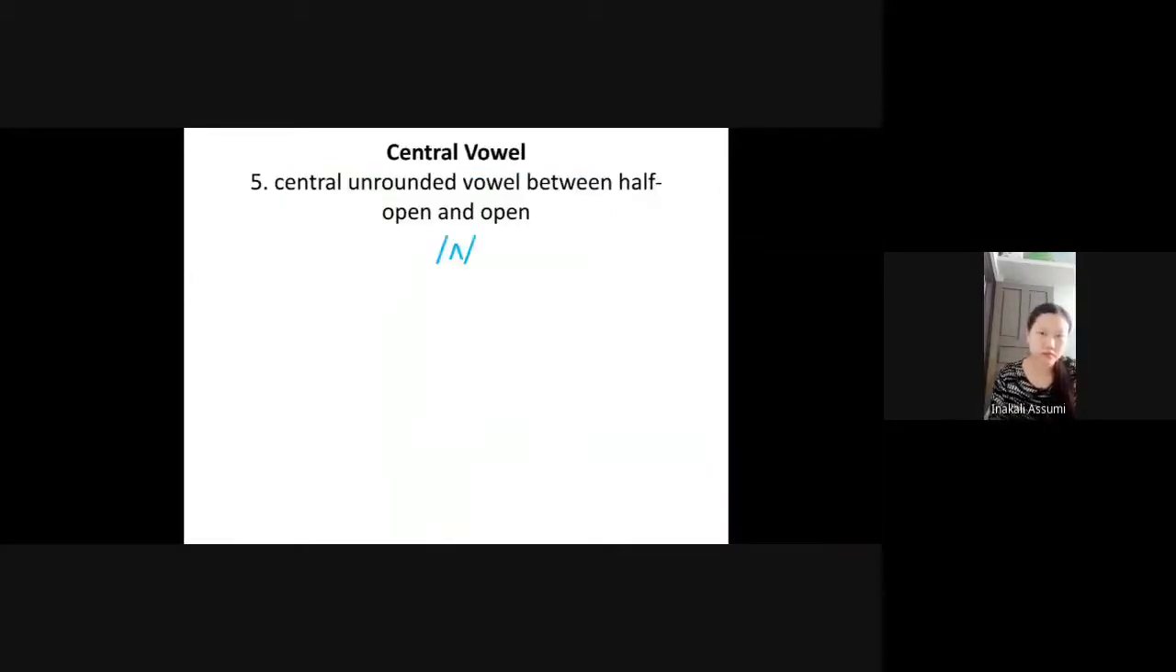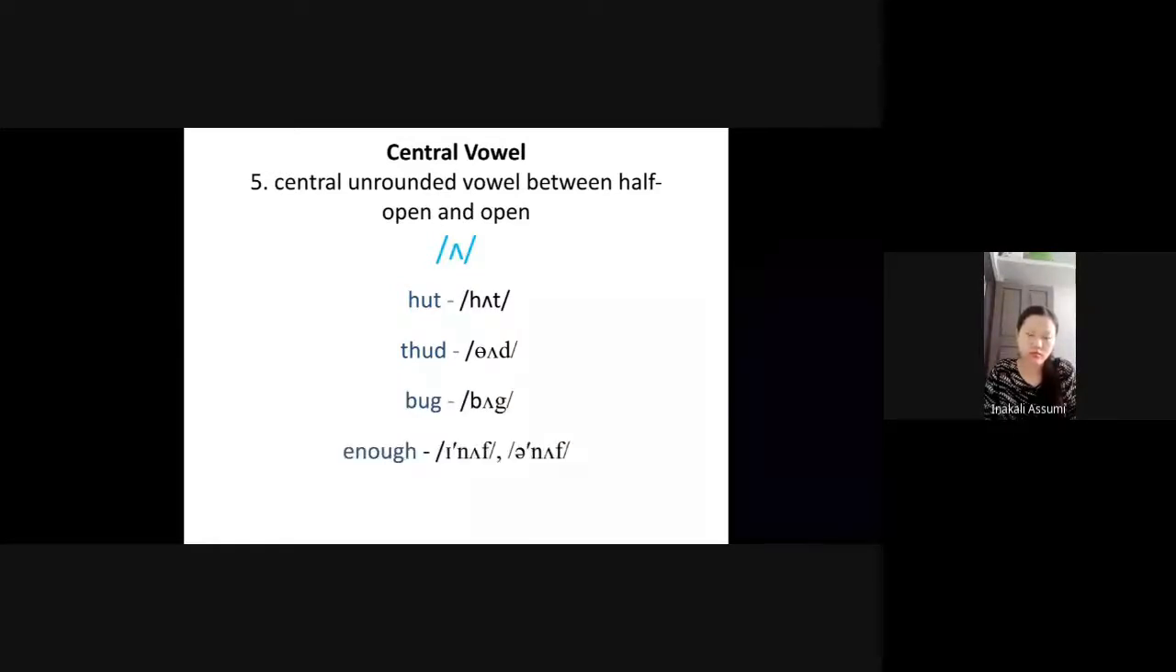And while producing these central vowel sounds, the position of our tongue should be at the middle of our mouth. It's hard, I'm sorry. Then the third sound. When we produce this sound, the tongue should be between our upper and lower teeth, so that it will produce the sound of bug, enough or enough. Both are correct. Some may prefer to say enough, while some will say it with a different vowel sound.